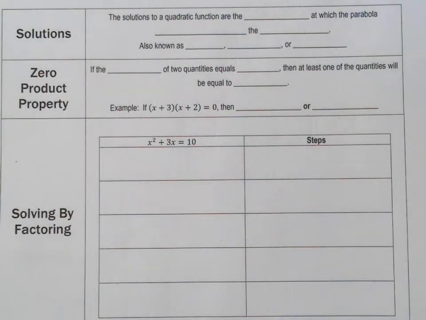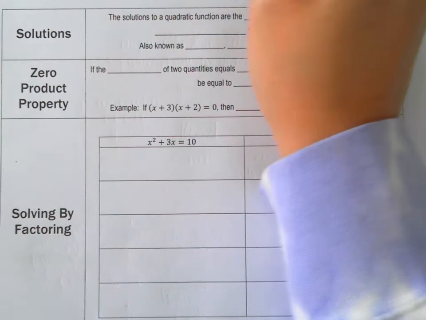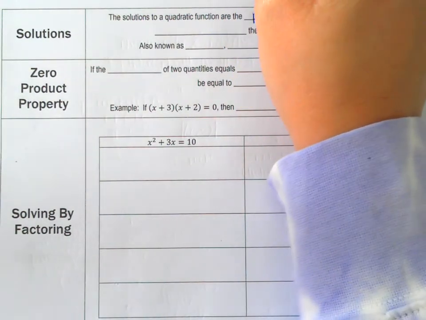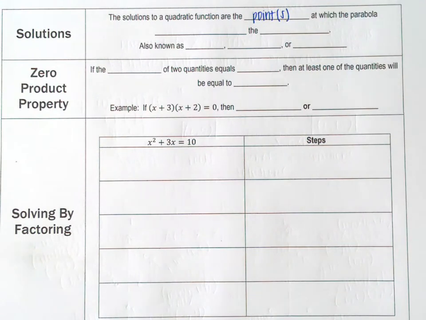Last video, we talked about solving by graphing, and that was just looking at the graph and finding where the graph crossed the x-axis. Today, we're going to start talking about how to do it algebraically. So the solutions to a quadratic function are the point or points at which the parabola crosses the x-axis.